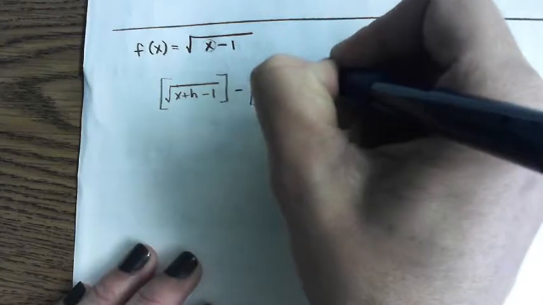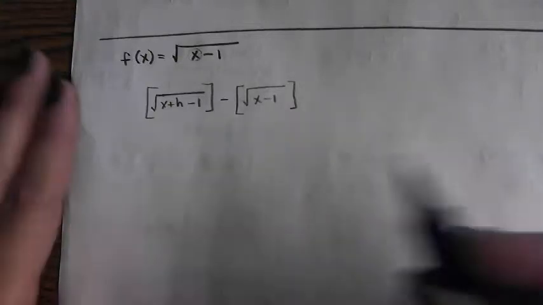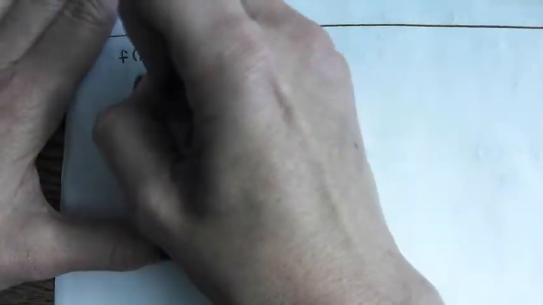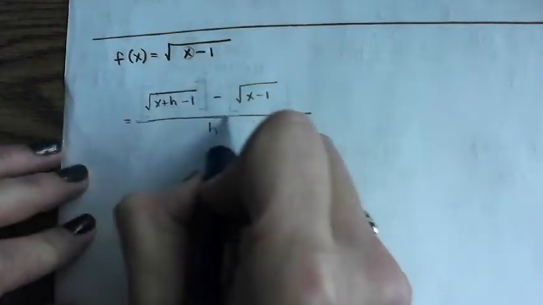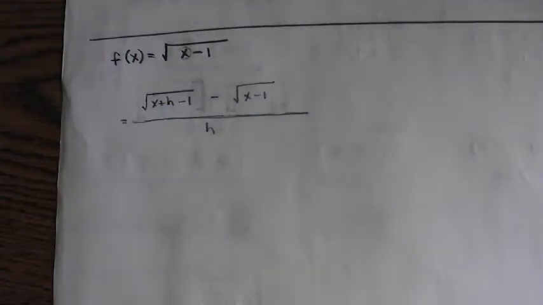Minus your f of x, just copy down the function. I don't really need the brackets here. They're not really doing much, but since I used them last time, I'm just using them again. All over h. So unlike the other one, where it was pretty obvious what to do to simplify, this one it's not as obvious. But this is where we're going to take one of the skills that we learned earlier in the year and put it to use.